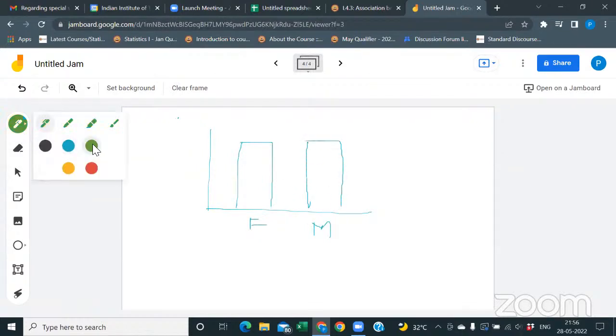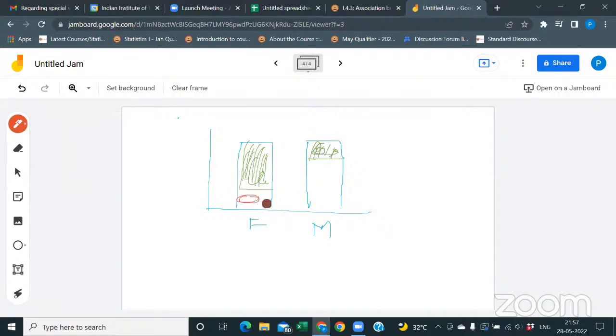Suppose I'm saying this is for female. Green is for owning the phone. Okay. And for male, suppose I'm writing owning a phone this way, and red is not owning the phone. So this is the one thing. Okay. Second thing is, suppose I'm saying female, male. Okay.